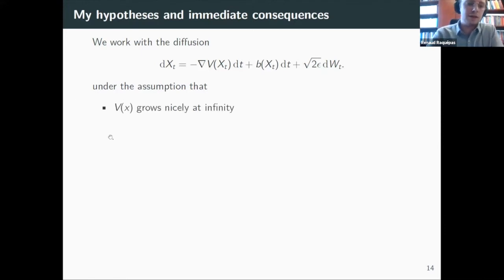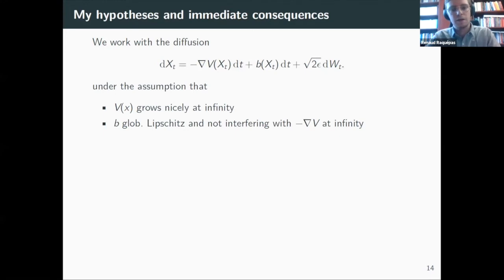As I said, I need to ask that V grows nicely at infinity. It's just to prevent things from escaping. This B, I will allow it to not only be bounded, but maybe unbounded as long as it's globally Lipschitz. And I will ask that it does not interfere with the behavior of minus nabla V at infinity. I told you I need V to grow because I want minus nabla V to point towards the origin. Now, if B is exactly opposite or stronger in the other direction, then I don't have this confining property anymore. So I want to avoid that.